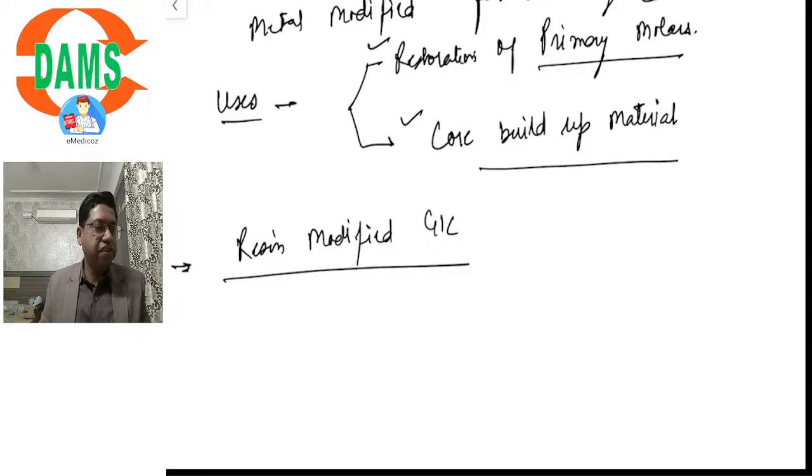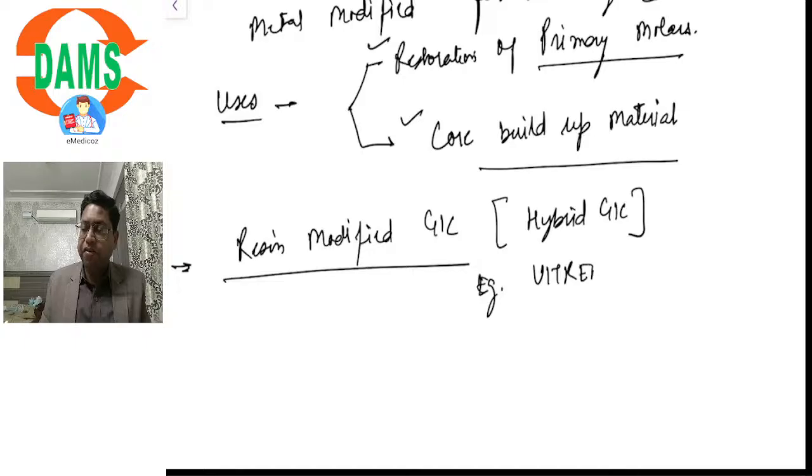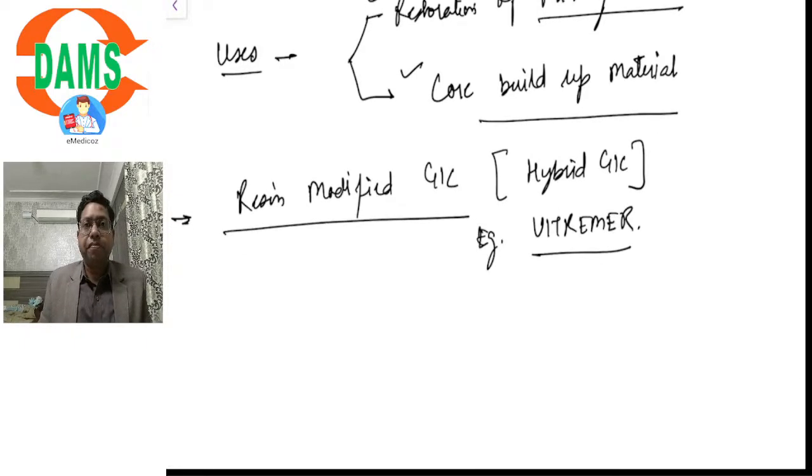Resin modified GIC is also called hybrid GIC. An example of a commercial product which is very common is Fuji II LC. Trade name, commercial products: resin modified GIC or hybrid GIC. It is sometimes abbreviated as RMGIC, resin modified GIC.